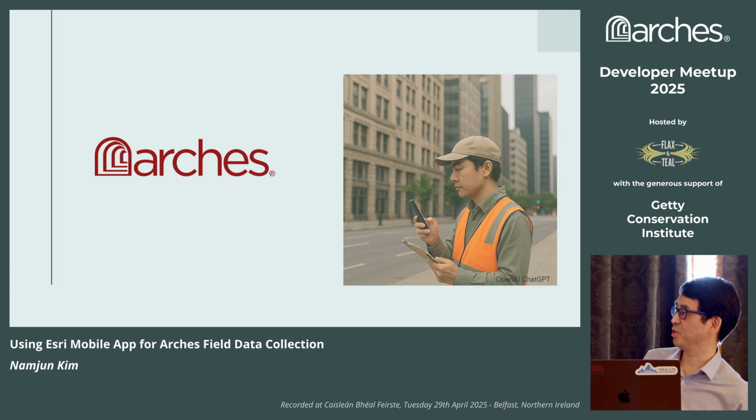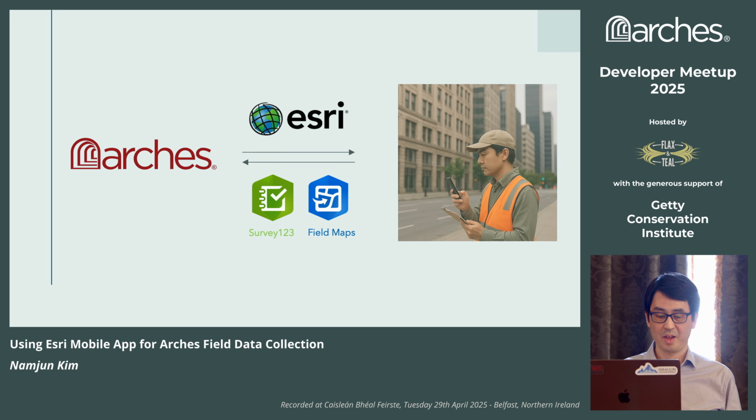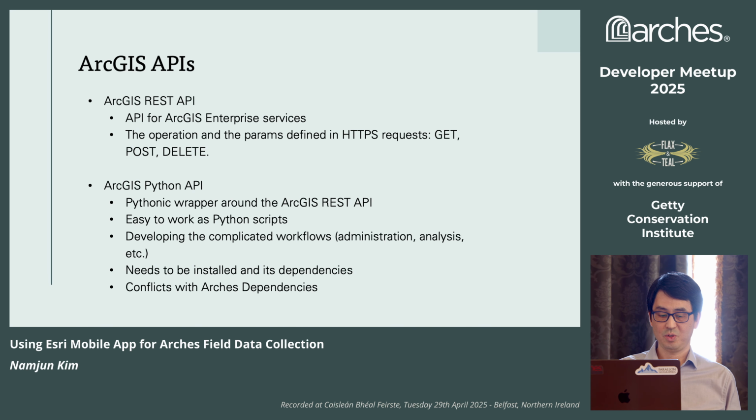Currently, Arches version 7 doesn't have its own dedicated data collection app, so it's a good opportunity to explore other possibilities. Currently ESRI has two mobile apps, I believe: Survey123 and the field app, Field Maps. For this work, we're using Survey123 and ArcGIS Online.